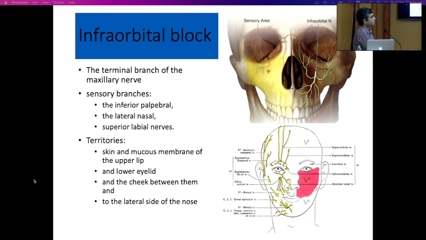Then the terminal branch of the maxillary nerve is the infraorbital nerve, which comes out of the infraorbital foramen, and it again divides into three nerves: the inferior palpebral, the lateral nasal, and the superior labial nerves. So it supplies the skin and mucous membrane of the lower eyelid, the cheek, and the lateral side of the nose. And this can be simply blocked at the infraorbital foramen, which lies in the midline of the pupil and just 1 centimeter below the orbital rim.